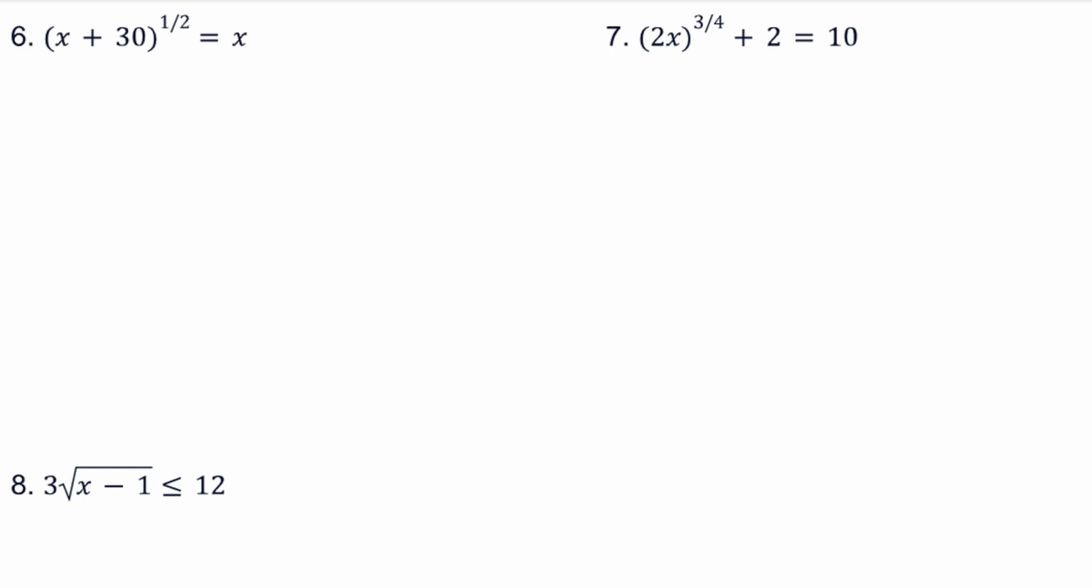Be sure your radicand, or your quantity to the rational exponent, is isolated, and then use properties of exponents to turn x plus 30, quantity to the 1/2, into x plus 30, quantity to the 1. In order to do that, we will square both sides, because a power to a power means you multiply, and 1/2 times 2 is 1. Now I have a quadratic equation. Let's bring everything to one side and try factoring.